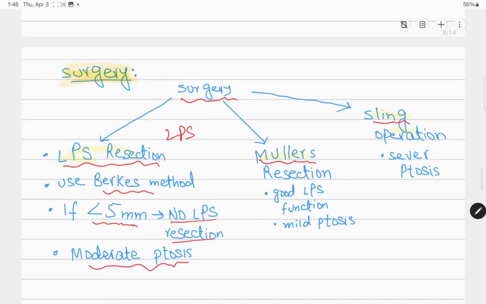The other is Muller resection. If the LPS is working normally, we can go for Muller resection. We do it in case of mild ptosis. But in case of severe ptosis, if the LPS is not working properly, we go for the sling operation. We will discuss it in a later part.